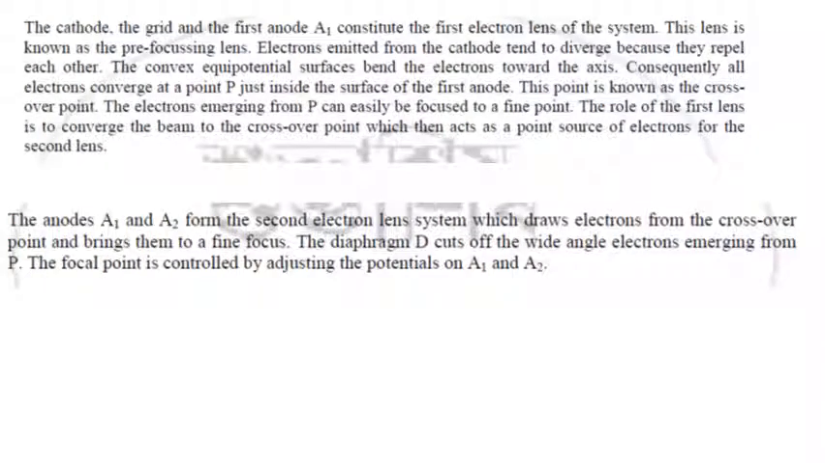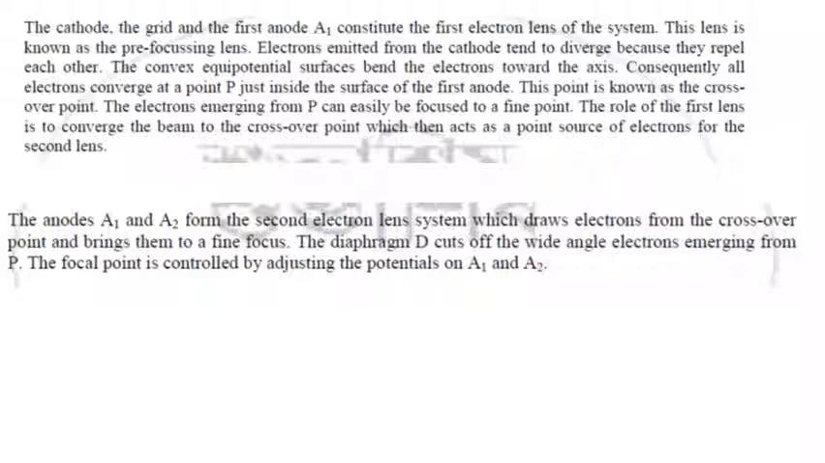The cathode, the grid, and the first anode constitute the first electron lens of the system. This lens is known as the prefocusing lens. The electrons emitted from the cathode tend to diverge because they repel each other. The convex equipotential surface bends the electrons towards the axis. Consequently, all the electrons converge at a point P just inside the surface. This point is known as the crossover point. The electrons emerging from P can easily be focused on a point.